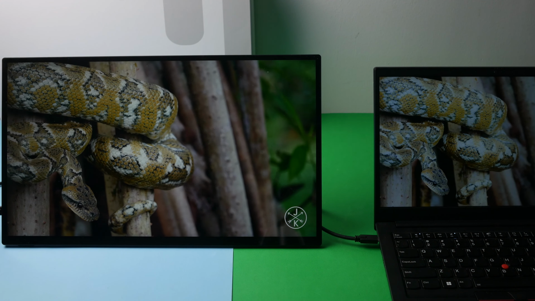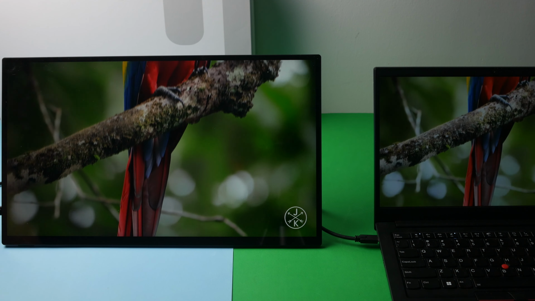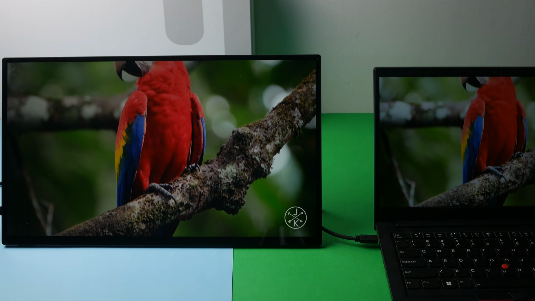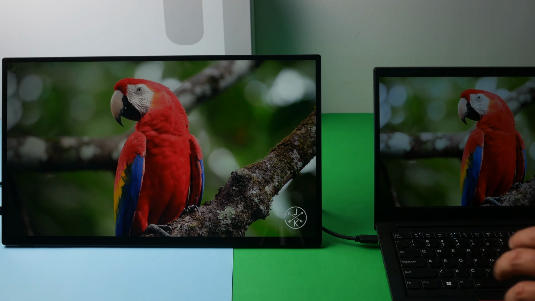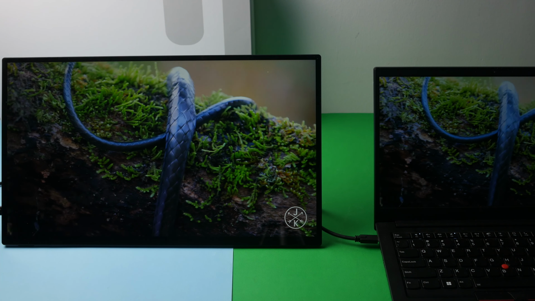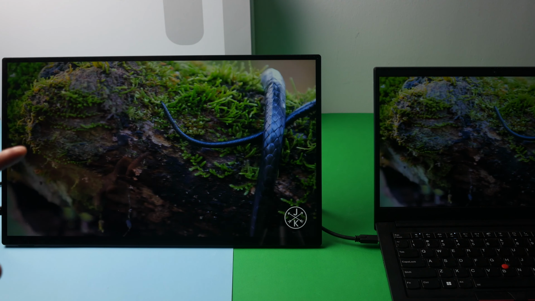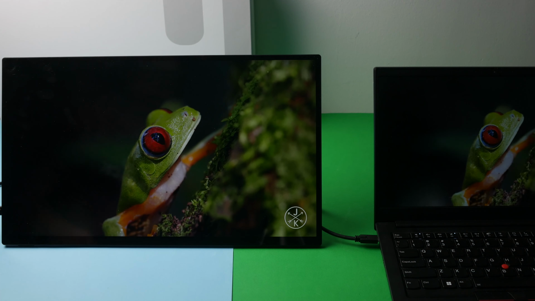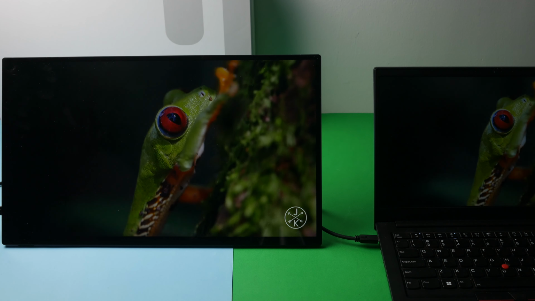You can't really see, but I'm actually walking around right now looking at it from this side over here. And then I'm moving over to this side, and the viewing angles here are actually decent. They're about the same as the laptop. And you can see that the colors are brighter than this, even without that crazy ultra HDR mode on.